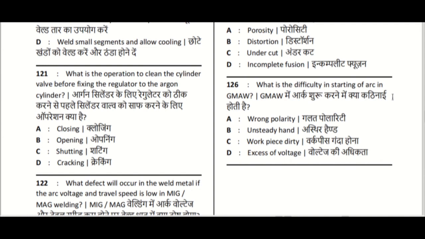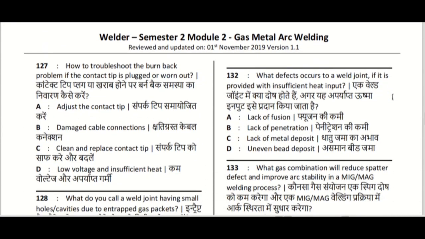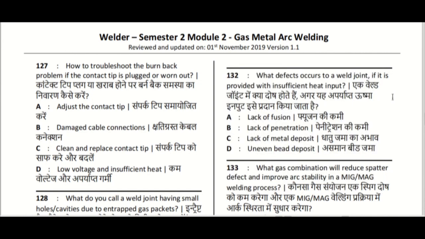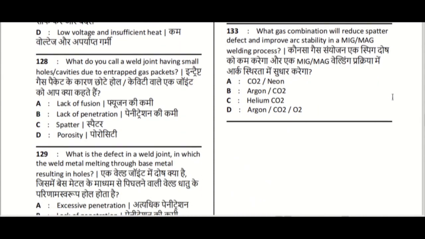What is the difficulty in starting the arc in gas metal arc welding? That will be due to wrong polarity. How to troubleshoot the burn back problem if the contact tip is plugged or worn out? That is, clean and replace the contact tip.